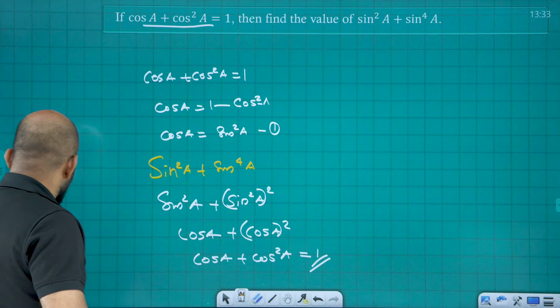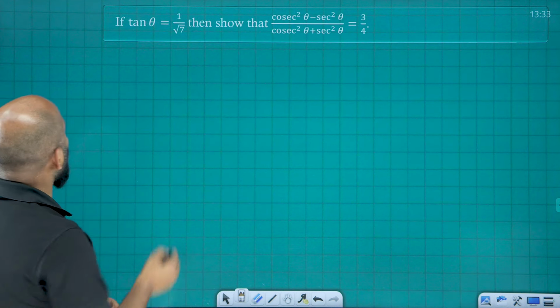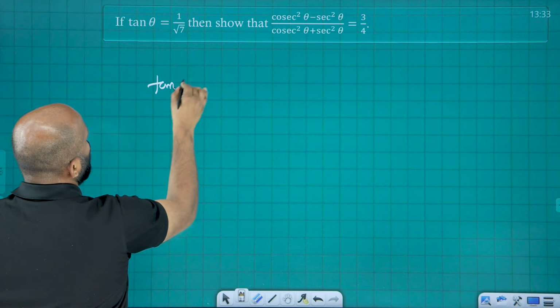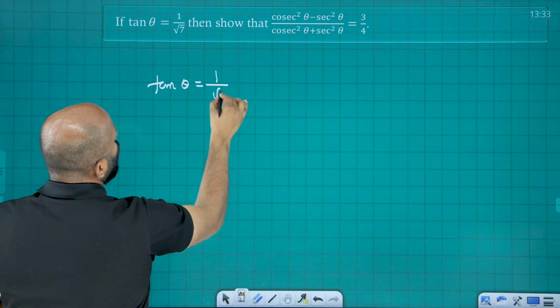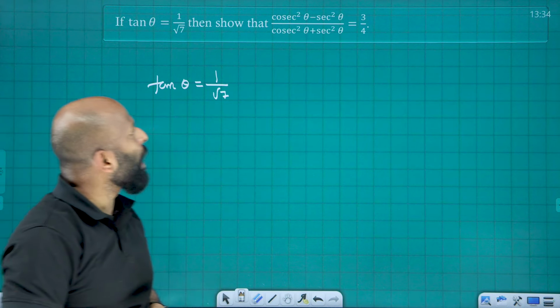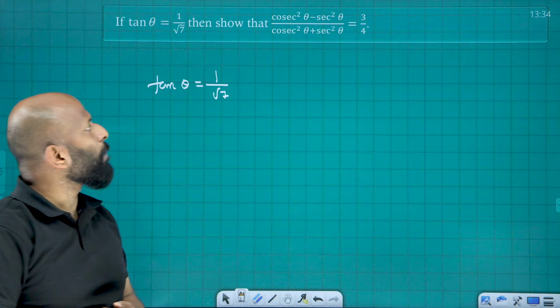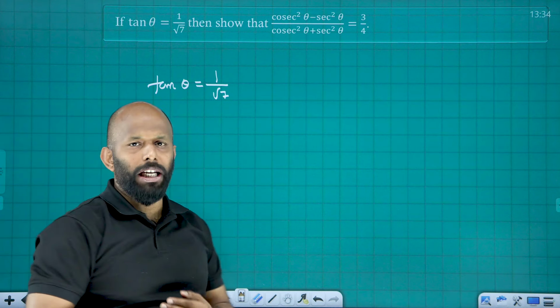Now we can move to the next question. My dears, our next question is tan theta is equal to 1 by root 7. Then show that cosec square theta minus sec square theta divided by cosec square theta plus sec square theta is equal to 3 by 4.